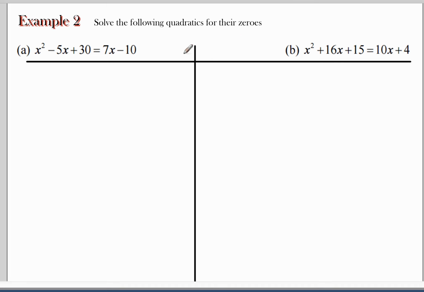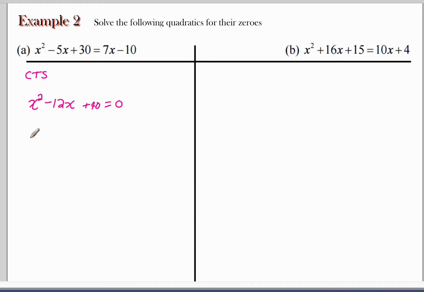All right, so example 2, let's solve the following quadratics for their zeros. Now, I may be doing some razzle-dazzle here for you, but this is how fast I expect you to move through completing the square. So I'm going to do a complete the square, CTS. First thing, I'm going to set this equal to 0. Bring that 7x over, so that's minus 12x. Bring that 10 over, so that is plus 40. All right, this is how fast you do it.